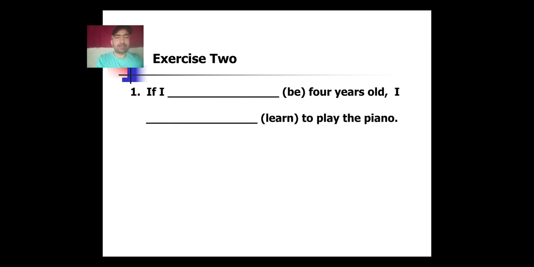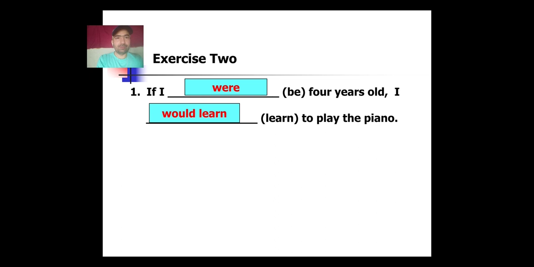So what's your guess? Can you guess something about it? If I dash 4 years old, I dash to play the piano. Here we are. If I were 4 years old, so it's an unlikelihood, I would learn to play piano. So what's happening here?